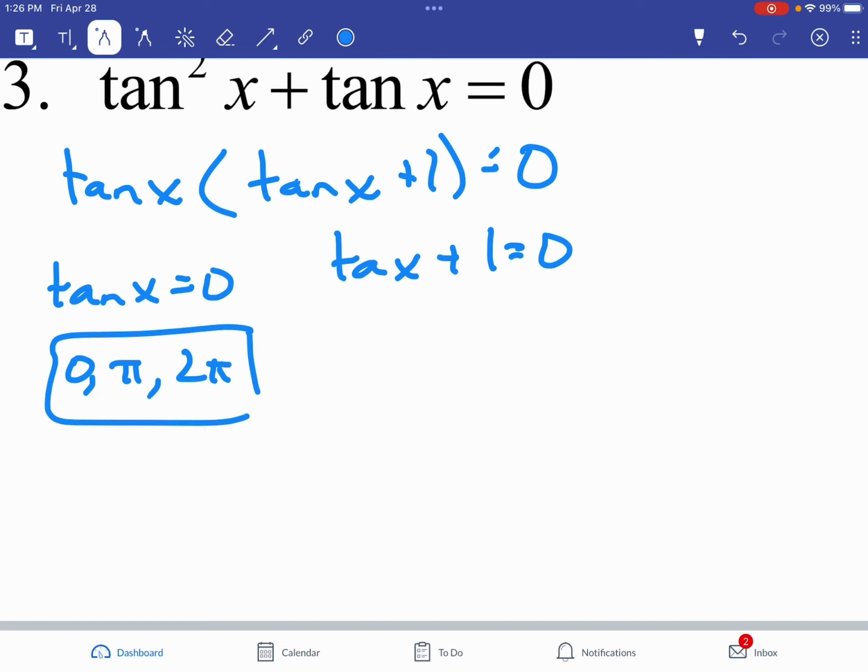All right, and then lastly over here, if we subtract 1, we want to know where tangent equals -1. There's only 2 of those. They happen at 3 pi over 4 and at 7 pi over 4.